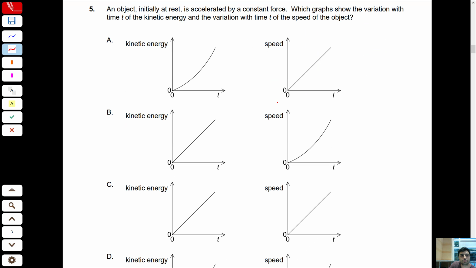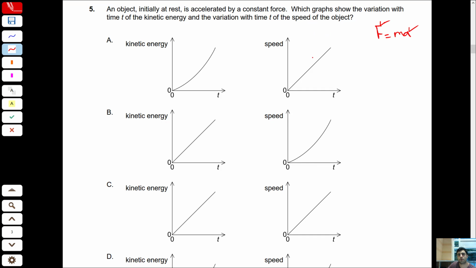Question number 5. An object initially at rest is accelerated by a constant force. So again we use this formula, F equals ma. There's a constant force acting on the body. It means if this exists, then acceleration will also exist. So there is an acceleration and the body is continuously speeding up. Which graph best shows the variation with time t of the kinetic energy and the variation with time t of the speed of the object?